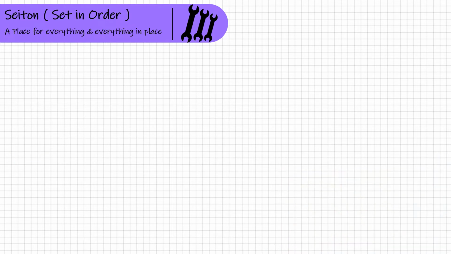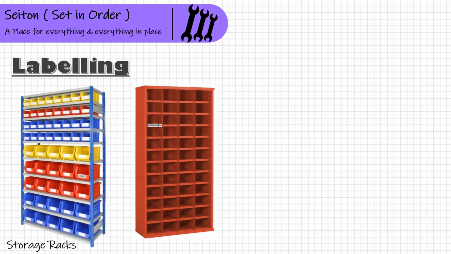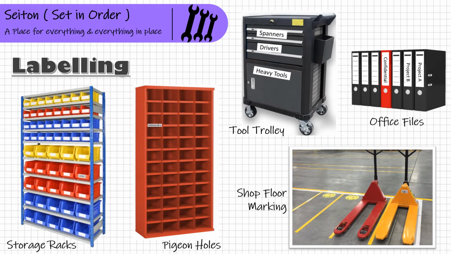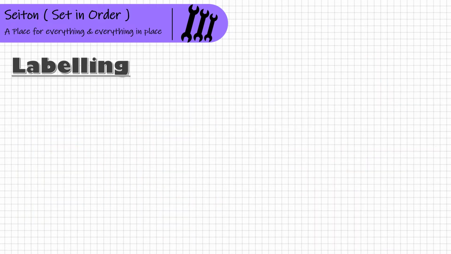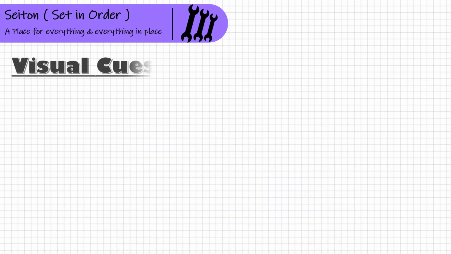Now let's see a few tools for implementing 2S. Labeling. It is the most common way to identify parts or quantity. It can be used along with storage racks, pigeonholes, toolboxes, office files, and even floor marking to identify the location of movable items. However, while doing Seiton, always remember the purpose is not to label everything. The purpose is to reduce the search time. So unless you are desperate for the next 5S award, this is not going to help. Reading text is not so fast.